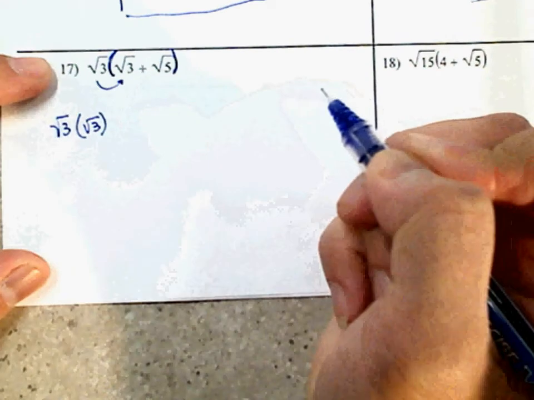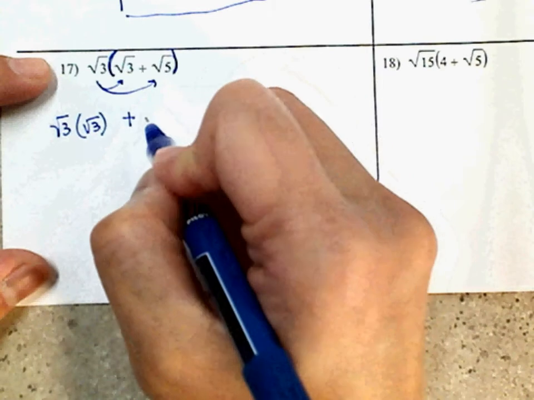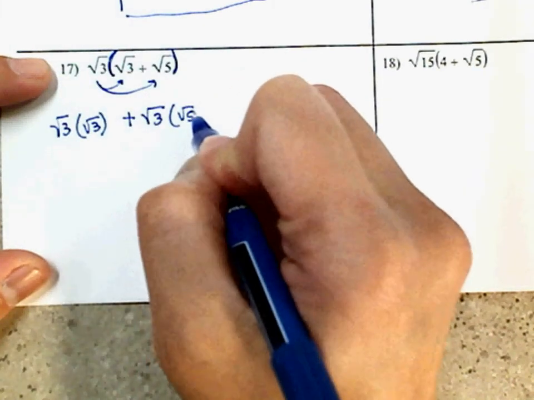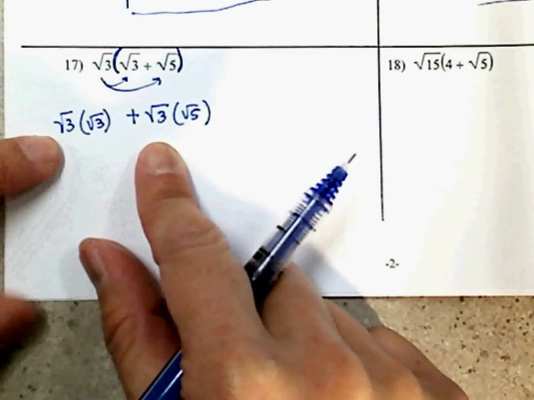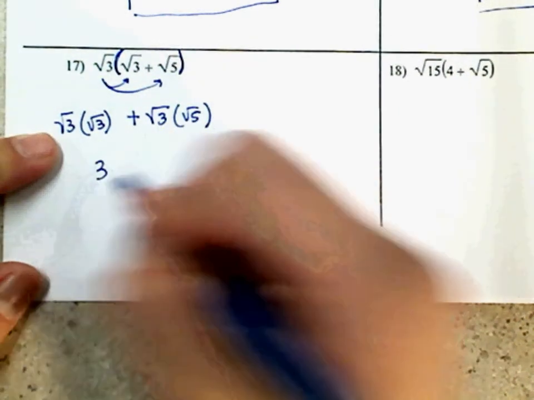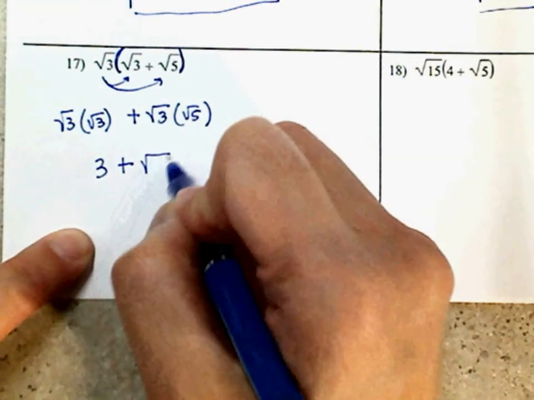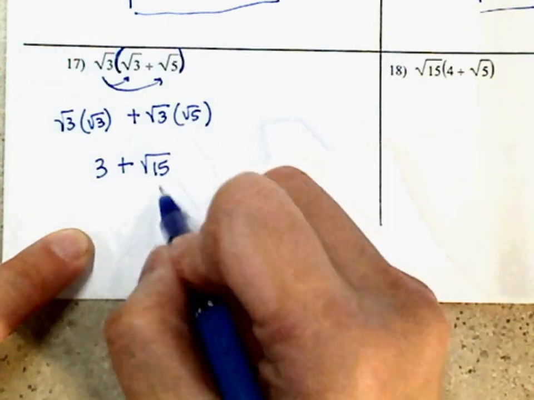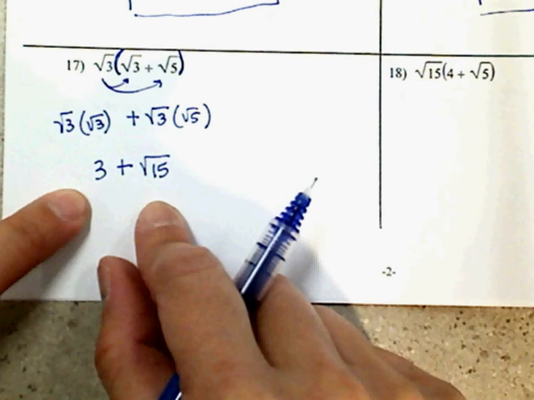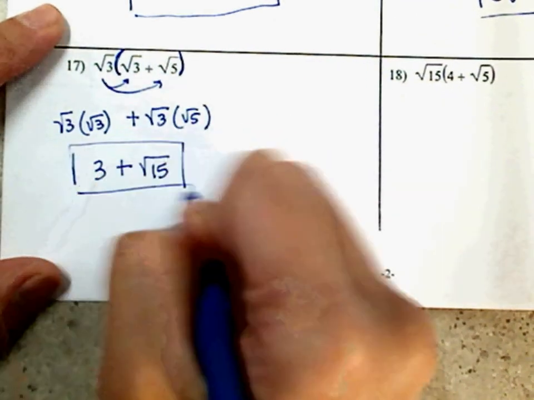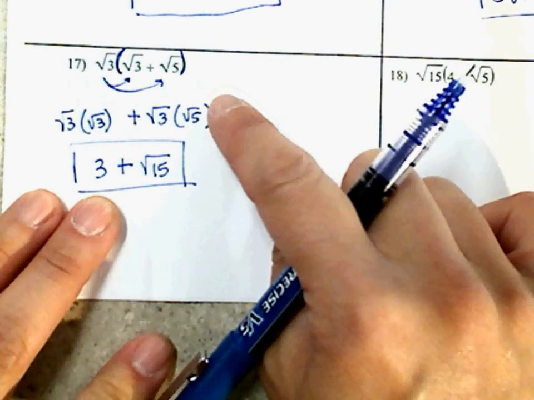Then you have plus square root of 3 times the square root of 15. I'm just showing you step by step. You can actually skip this part. Okay? What's the square root of 3 times the square root of 3? 3. Plus, what's square root of 3 times the square root of 5? Square root of 15. Any perfect squares in 15? No. Can I combine these two? No. There's your final answer. Okay? But I wanted to show you guys this part right here, what you were doing. This is the step-by-step part. And then you always simplify.